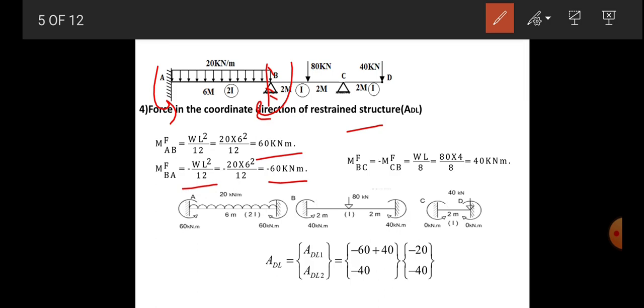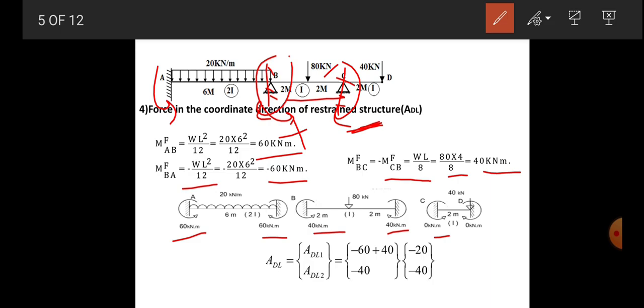Now find out for the point load the effect, considering both ends fixed. Span BC has a fixed end moment, the formula is WL by 8. W is 80 and the span is 4 meter. So 80 into 4 divided by 8 becomes 40 kilonewton meter, positive for B end and negative for C end. Now the values are shown here, which are calculated above.